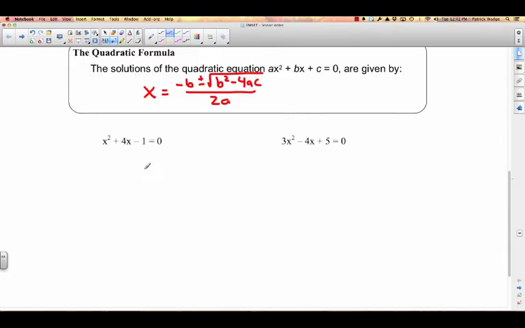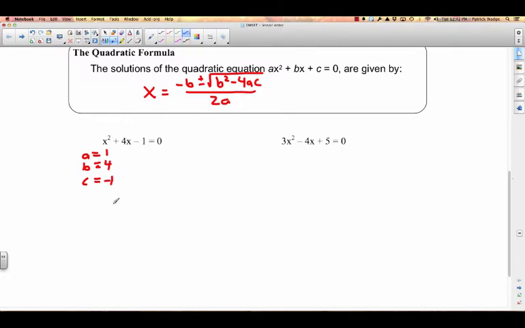Okay, so let's solve a couple of quadratic equations using the quadratic formula. Here's a quadratic equation, and it's already equal to 0. That's great, because it has to be equal to 0 in order to use the quadratic formula. Now all you need to do is realize what a is equal to, b is equal to, and c is equal to. That's no problem, is it? a is in front of x squared. Well, what's in front of x squared? 1. b is in front of x. That's a 4. c is the constant. That's negative 1. Now we're just going to plug those numbers in here.